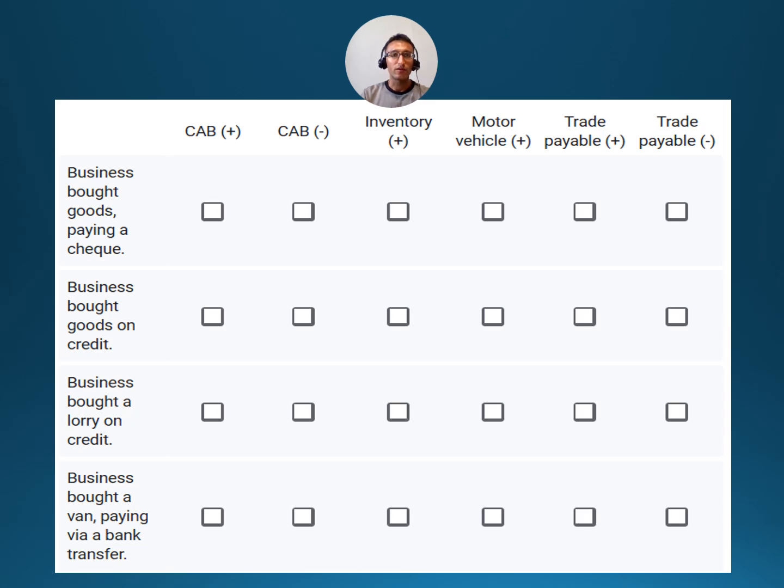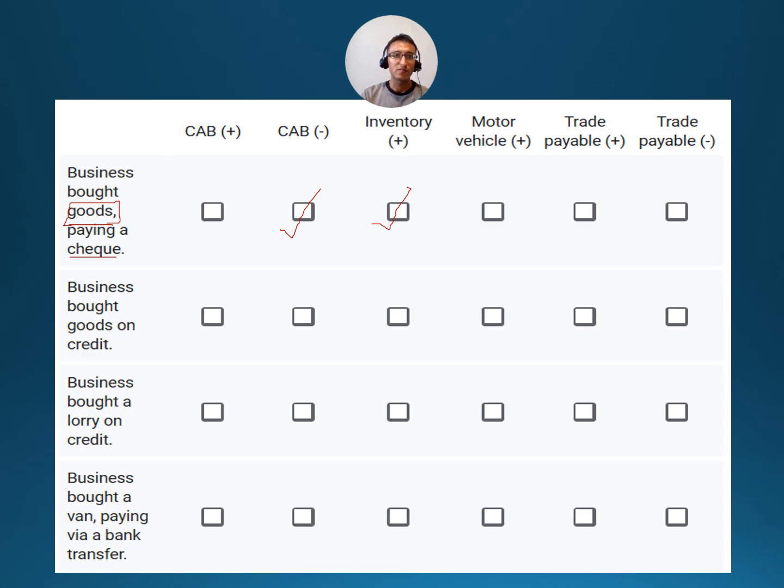Let's move on. We'll go a little bit faster for the next few adjustments, or what we call transactions. The business bought goods. When the business buys goods, goods affects inventory. The inventory account will increase. Next, the business paid a check. Therefore, a check affects cash at bank and there will be less money in the bank account. Cash at bank goes down.